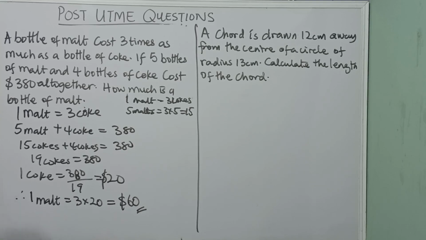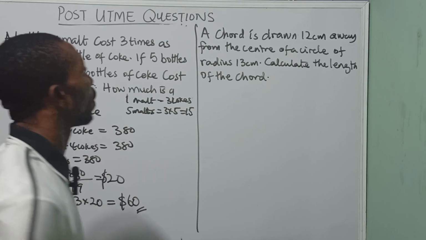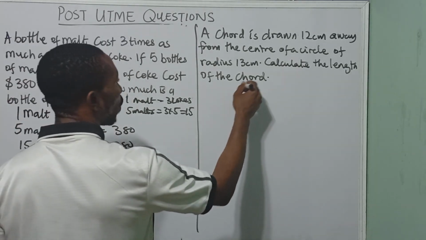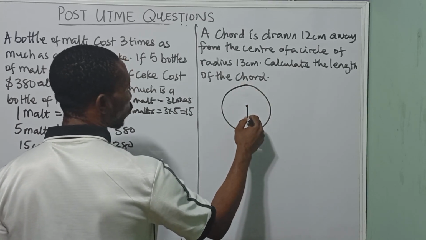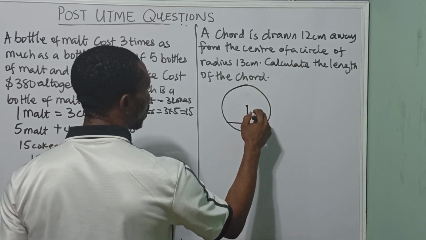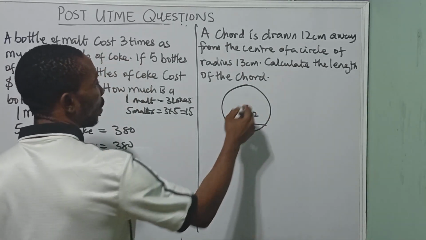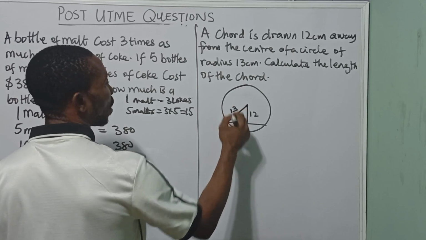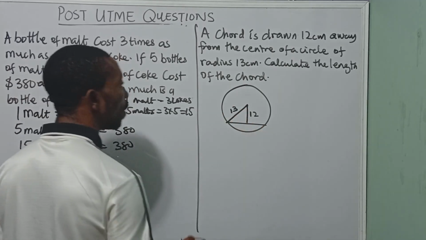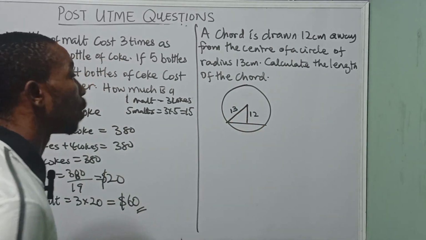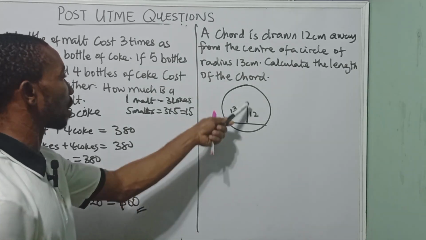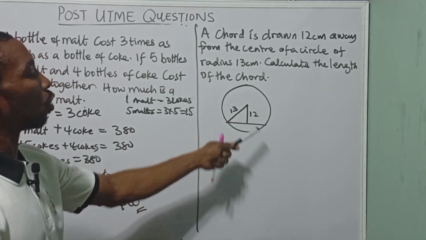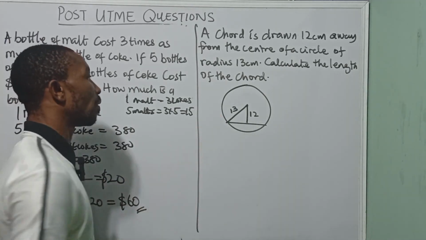Now to our next question, it says a chord is drawn 12 cm away from the center of a circle. We have a circle, and this is the center. A chord is drawn 12 cm away from the center of the circle, and the radius is 13. Now we should find the length of this chord. Now in our circle geometry, we learned that this forms a right angle triangle, and this line bisects this chord because it's perpendicular to it.